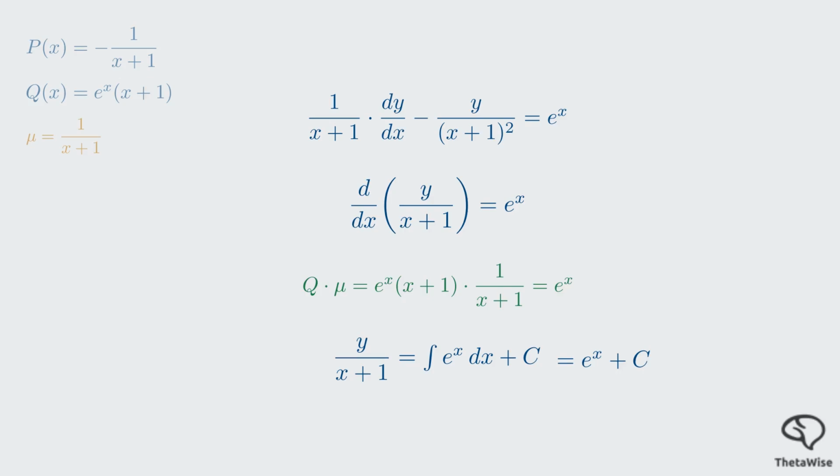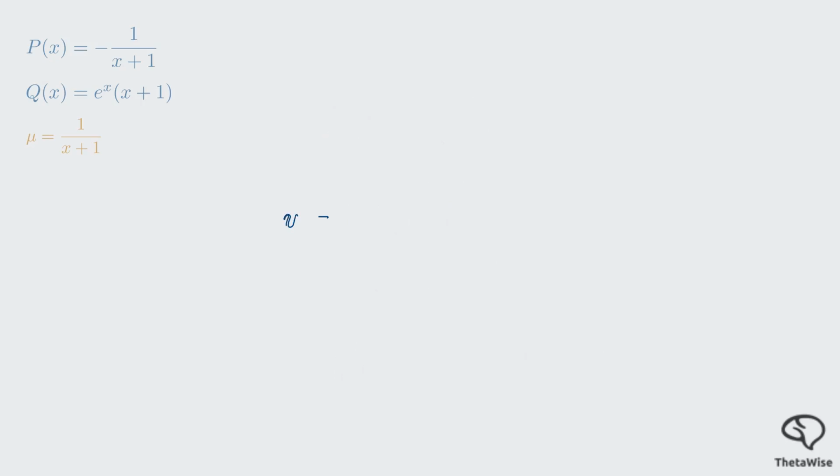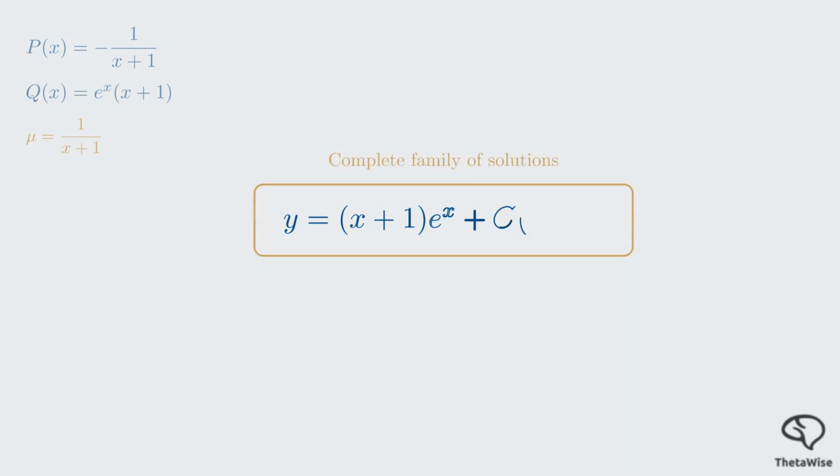Finally, multiply by x plus 1: y equals e to the x times x plus 1 plus c times x plus 1. This is the complete family of solutions. The constant c is not an error term. It records the different solution curves produced by different initial values.